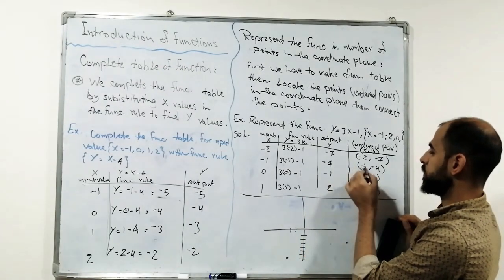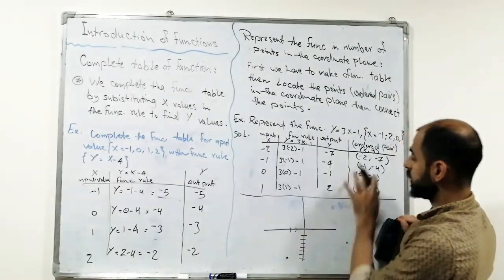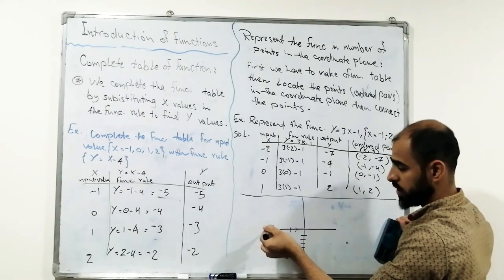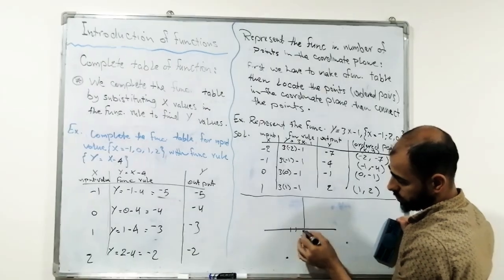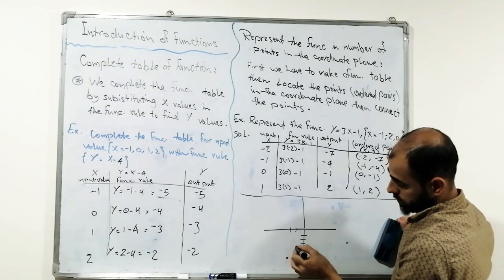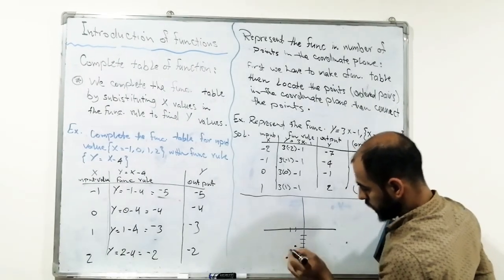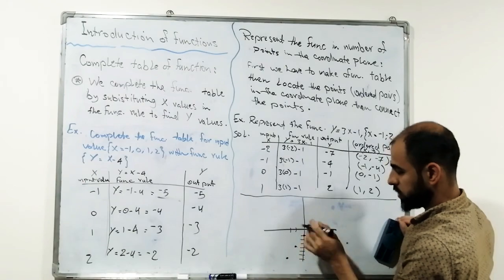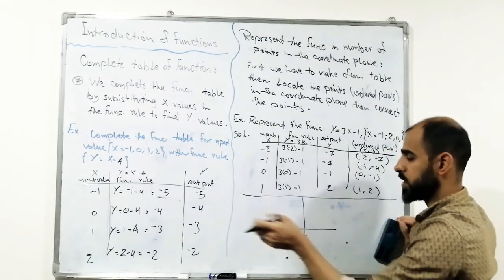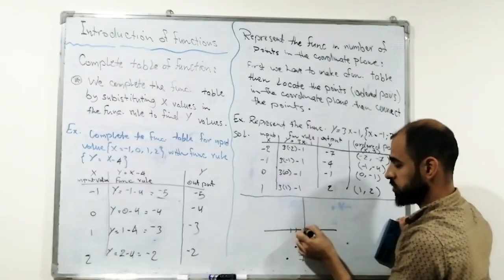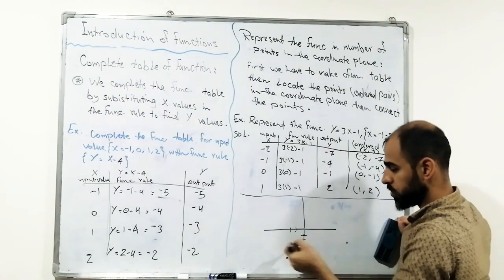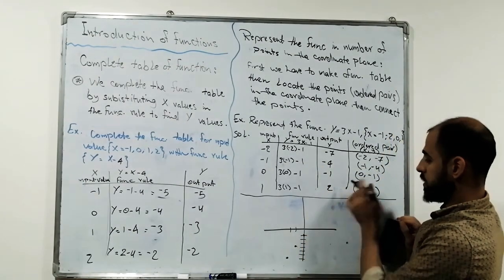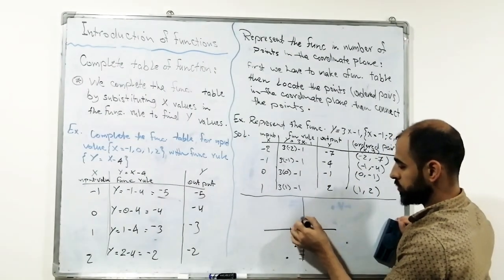The second ordered pair is minus 1, minus 4. So for minus 1 we go to the left, and for minus 4 we go downward. 1, 2, 3, 4. This is the second point. 0, minus 1. Here, we will not go to the left or right because x is 0, so we stay in the middle. And minus 1, so we go downward 1 step.